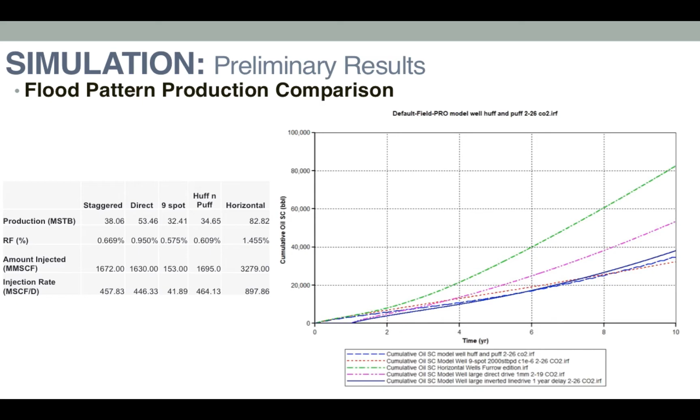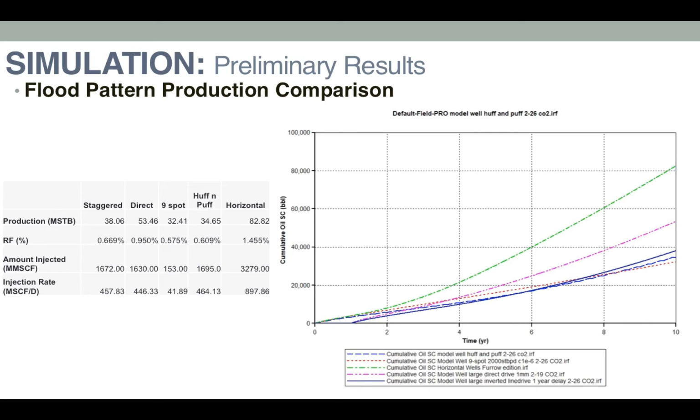This was the third largest producer of our 5 model floods, and the recovery factor, like we said, was just under 1%. And shown by the pink line on the graph, the direct line had a relatively good cumulative production compared to the others. It had the second best recovery factor with an injection rate just under 450,000 cubic feet per day.